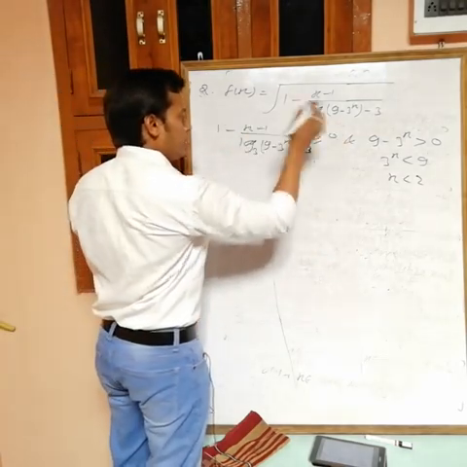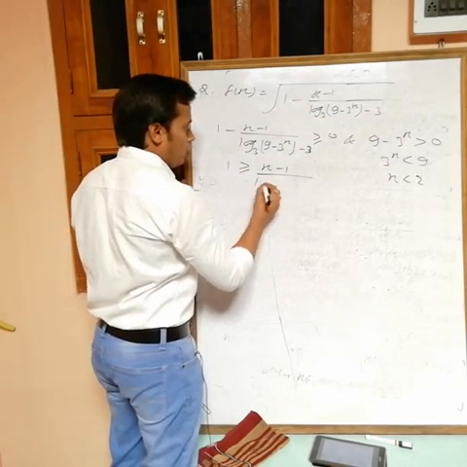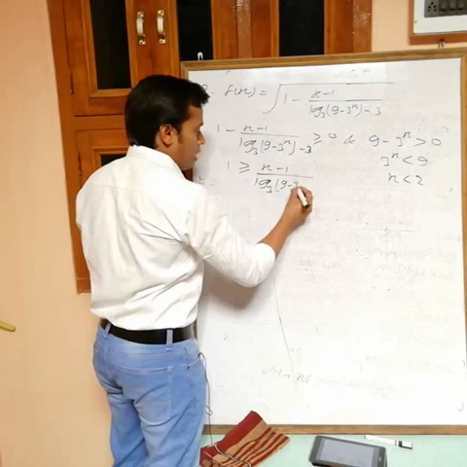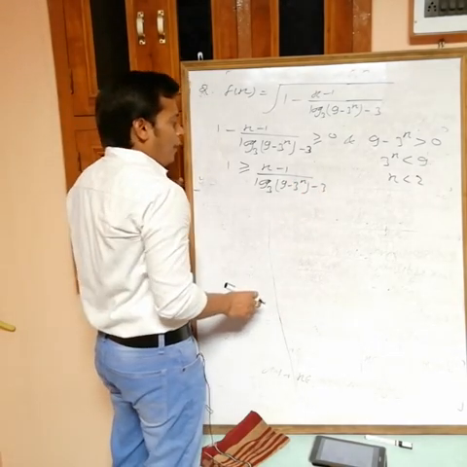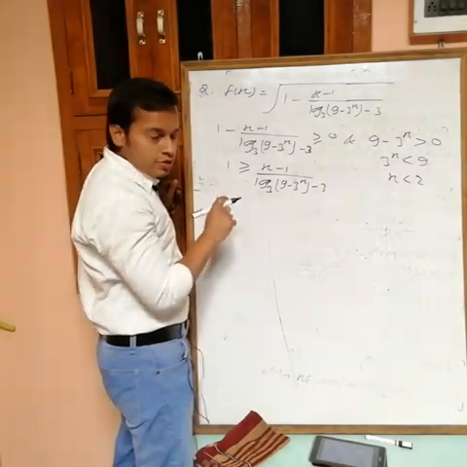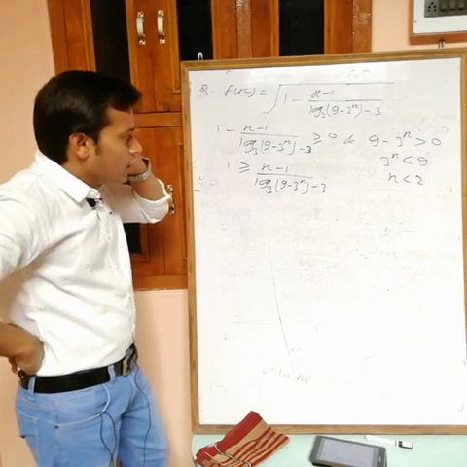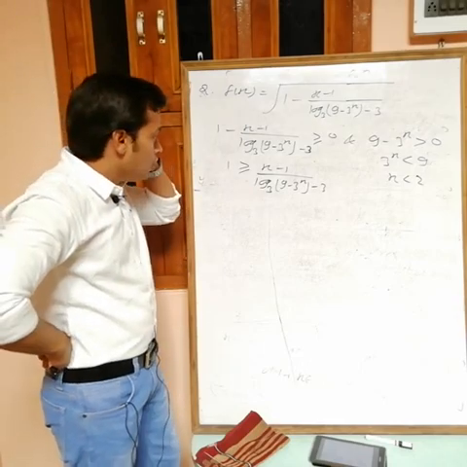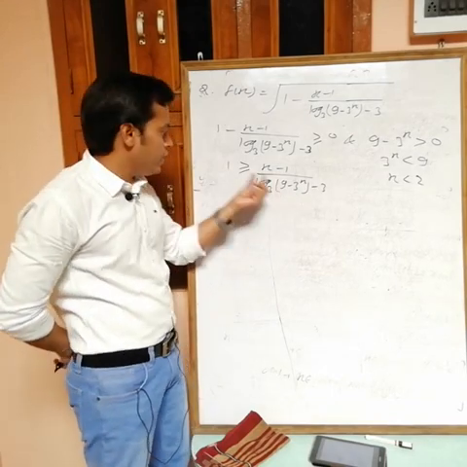If I take this one at this side, then what we are getting: 1 greater than or equal to (x minus 1) by (log 3 of (9 minus 3 power x) minus 3). Now I have to solve this one. To solve this one I have to multiply this one at this side, but one minute, I have to check, because if this one is always positive, then easily I can multiply.